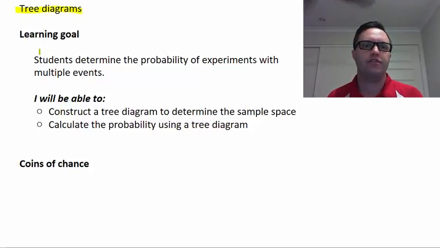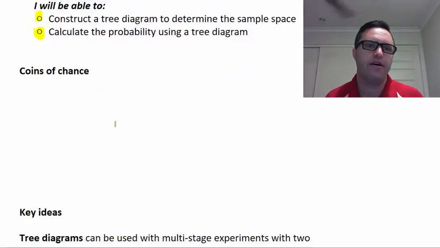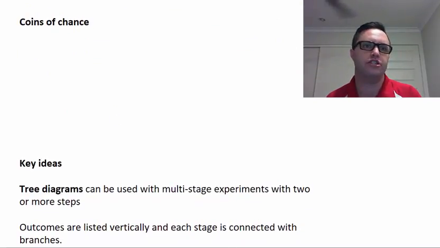Our learning goal for this one is that we're still looking at determining the probability of experiments where there are multiple events. And at the end of this, we want to be able to construct a tree diagram to determine the sample space and calculate the probability using the tree diagram.